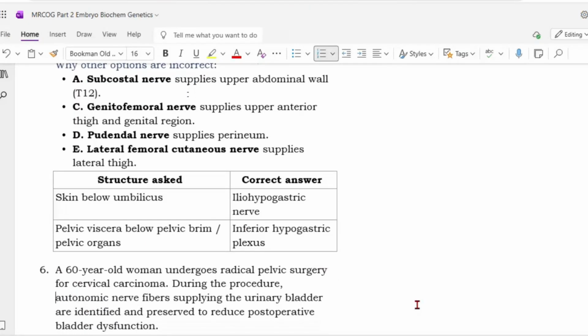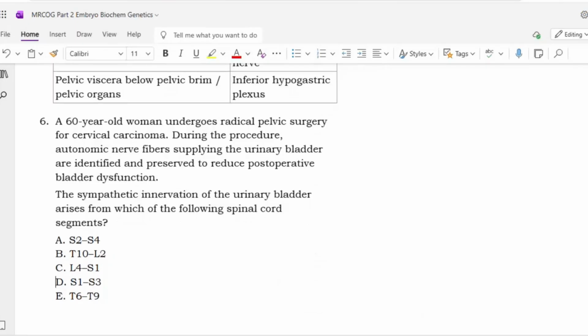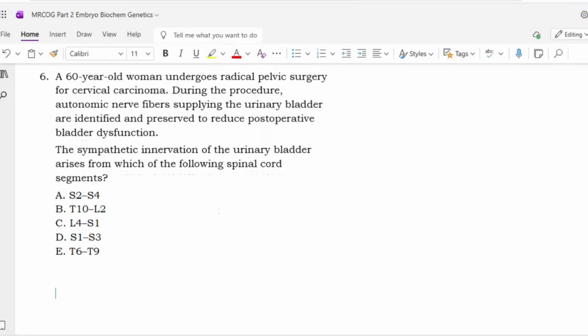Okay, next question. A 60-year-old woman undergoes radical pelvic surgery for cervical carcinoma. During the procedure, autonomic nerve fibers supplying the urinary bladder are identified and preserved to reduce post-operative bladder dysfunction. The sympathetic innervation of the urinary bladder arises from which of the following spinal cord levels? S2, S3, S4; T10 to L2; L4 to S1; S1 to S3; T6 to T9. Sir, option A, S2 to S4.